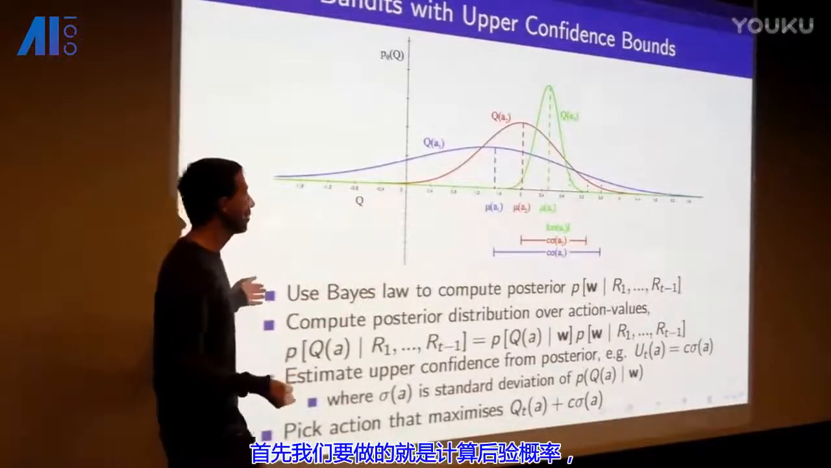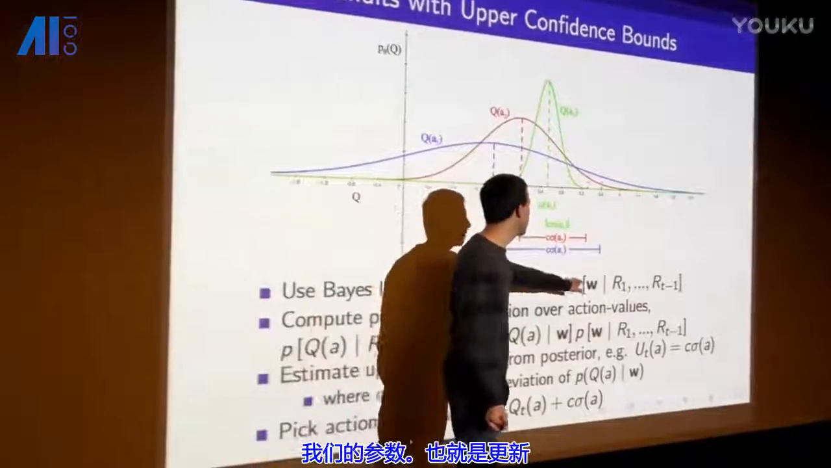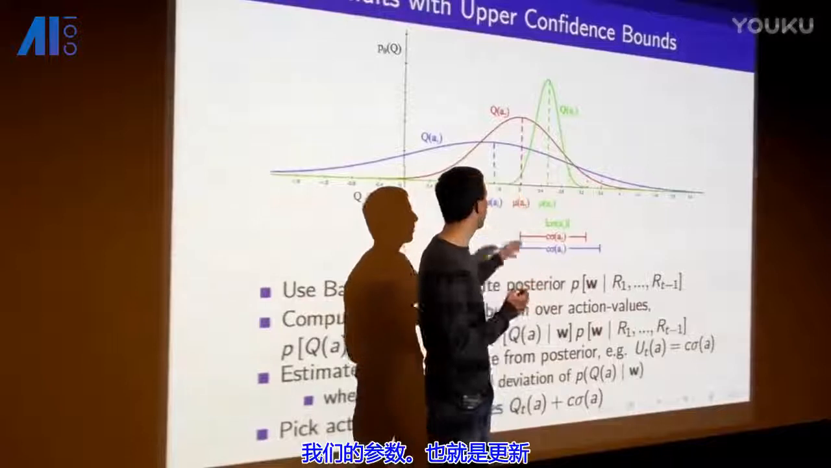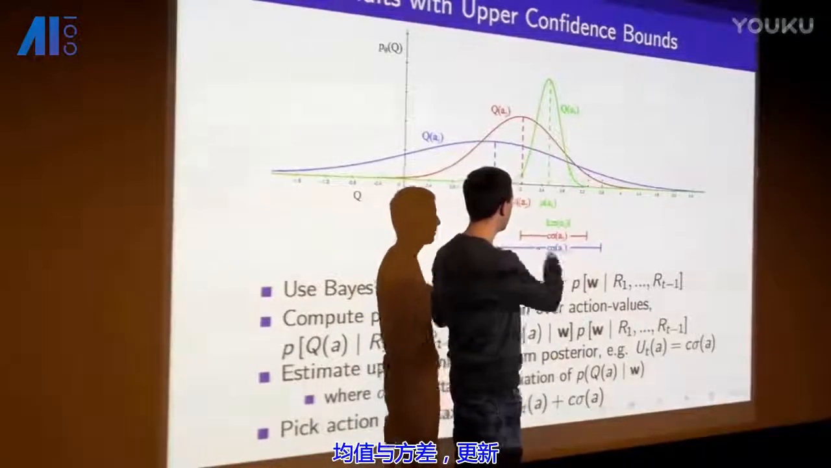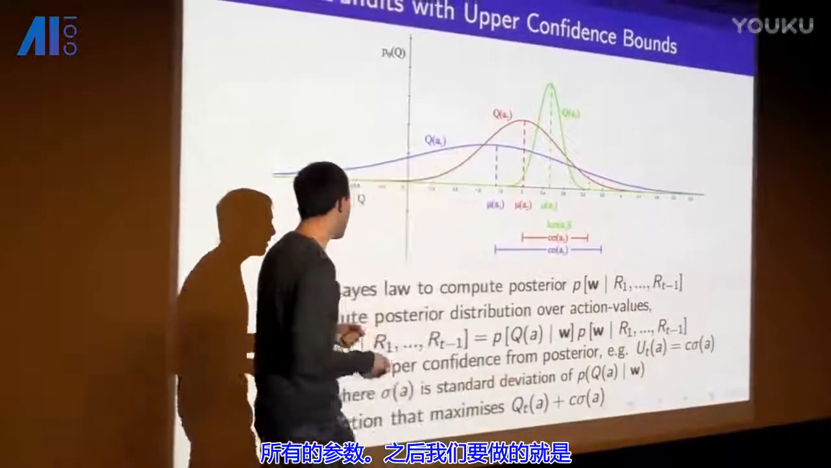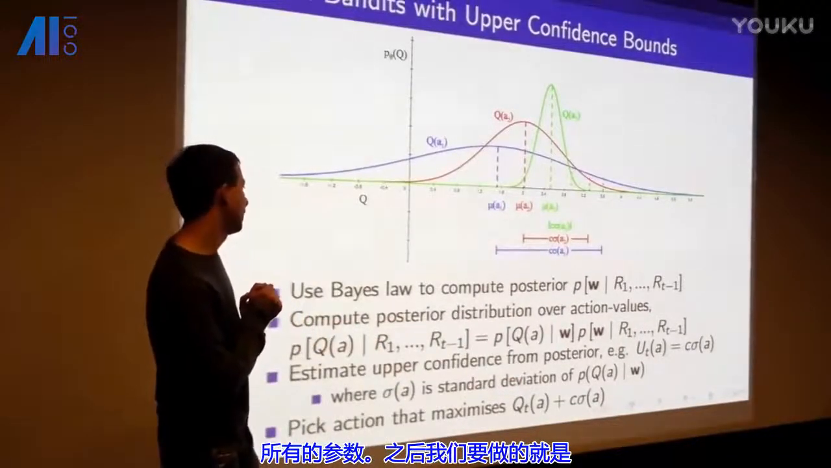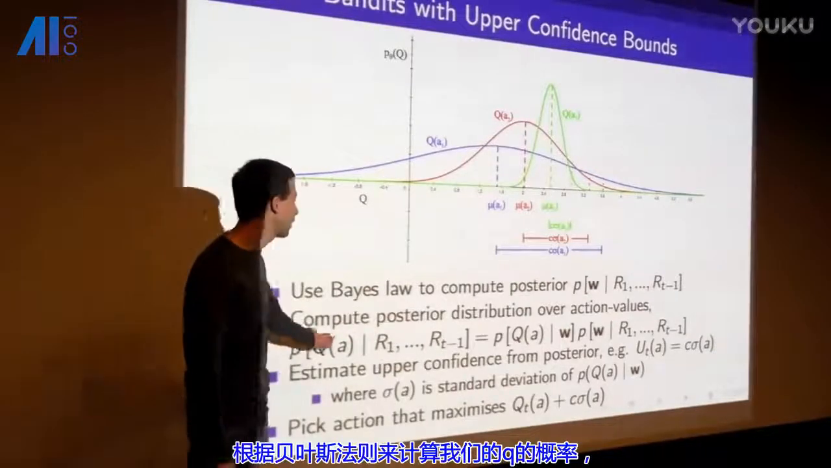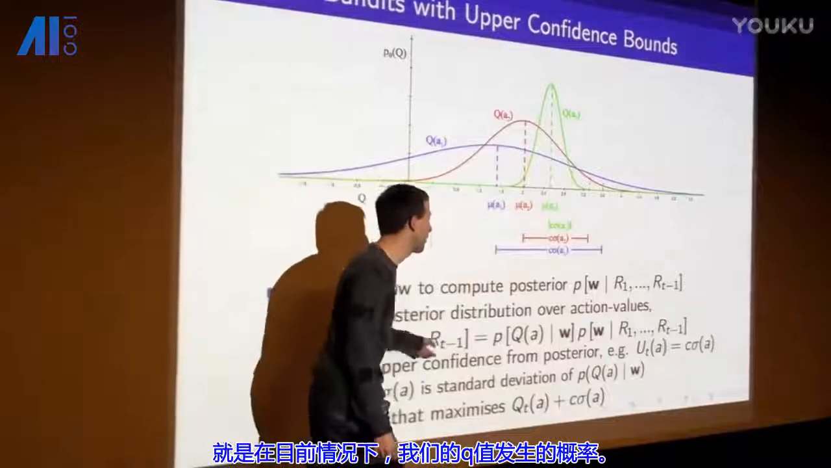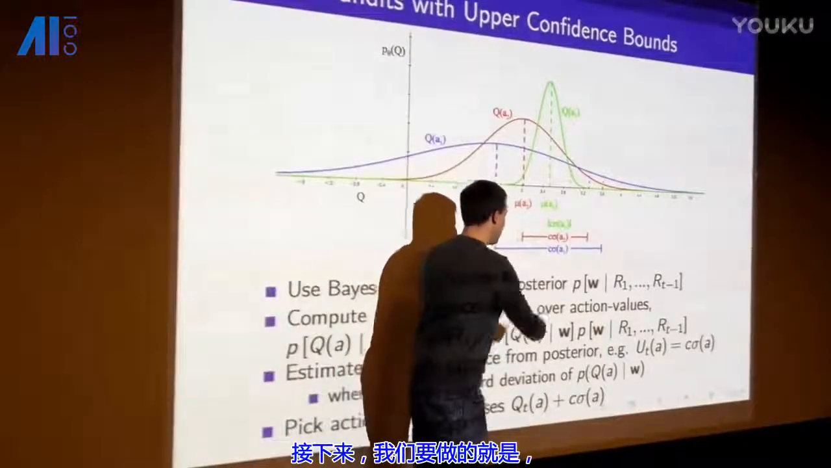Well, first of all, we compute our posterior. We update our parameters given the data that we've seen so far. So we update both the means in the normal way, but also our variance parameter. And we can do that basically by using Bayes' law. So the probability of the Q value is conditioned on everything we've seen so far.